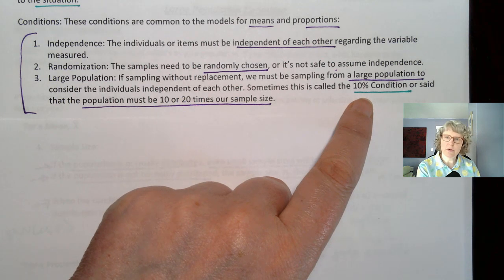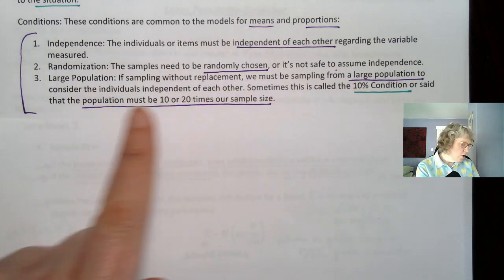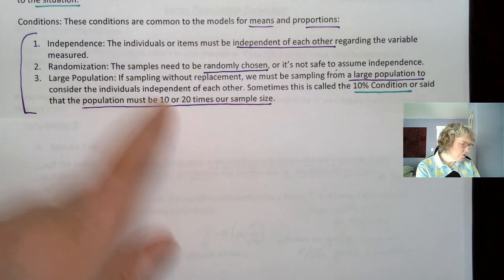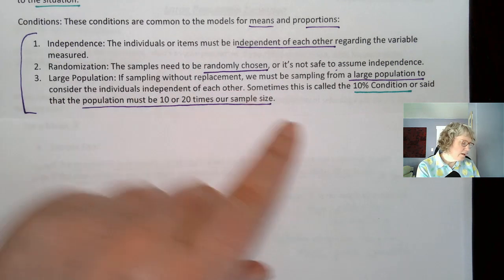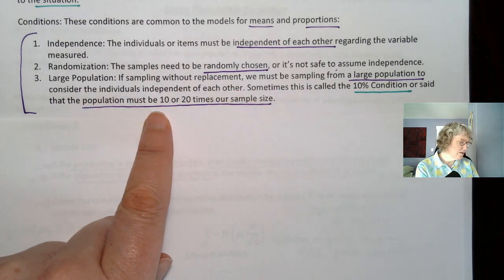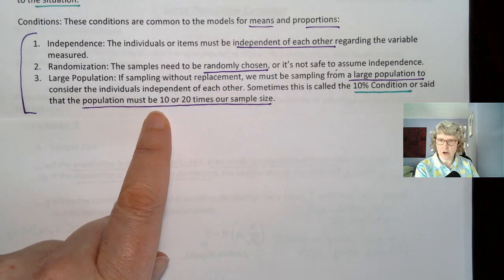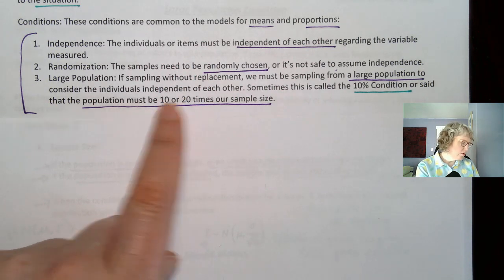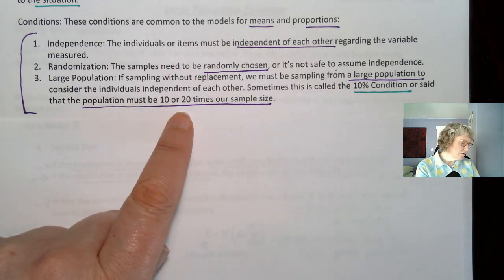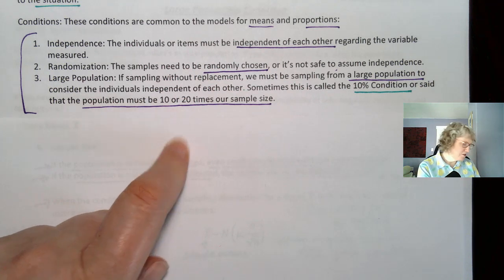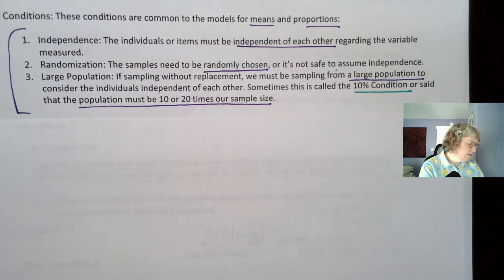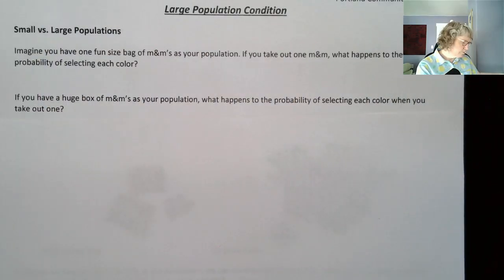Okay, and sometimes it's also called the 10% condition, or said that the population must be 10 or 20 times our sample size. 10% corresponds to the population being 10 times larger, right? 1/10 or 10%. So that's actually a 5% condition. Okay, so I've got more on this on the next page.